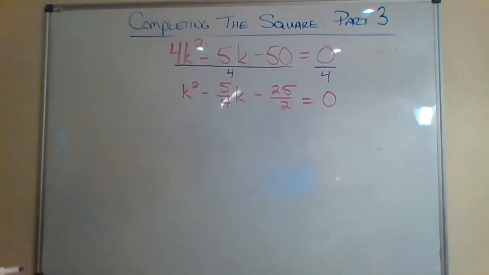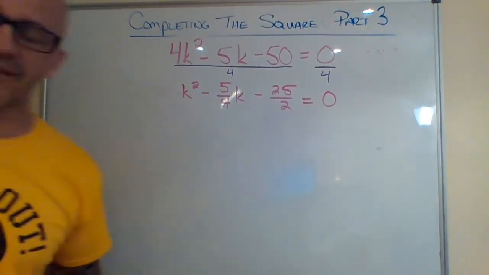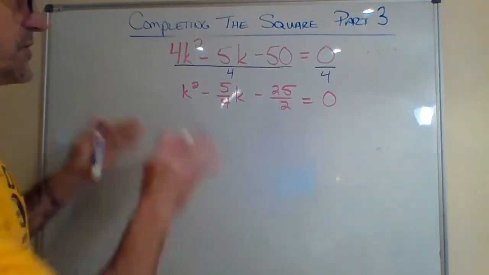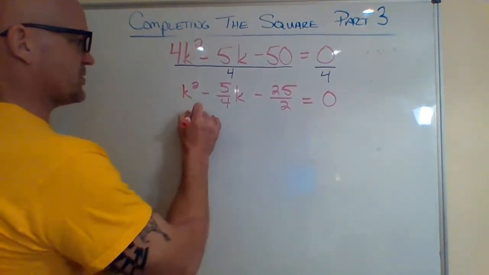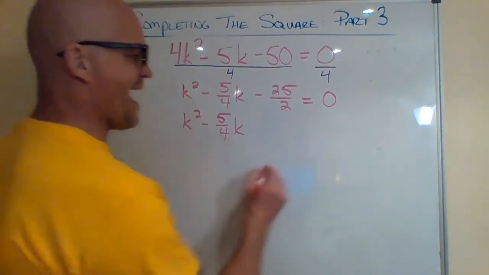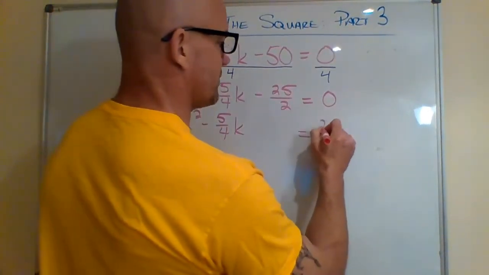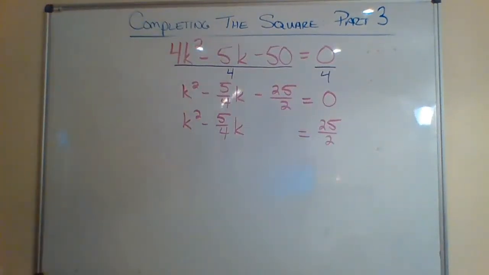Now, that's ugly, right? Well, here's what we're going to do. We need a new C value. We want to make this factor as a perfect square. So first thing I'm going to do is get rid of that 25 halves. So this becomes k squared minus 5/4 k. If I add 25 halves to both sides, it just becomes 25 halves over there with that 0.